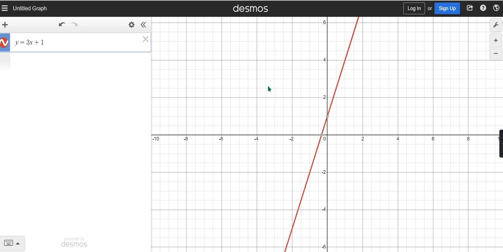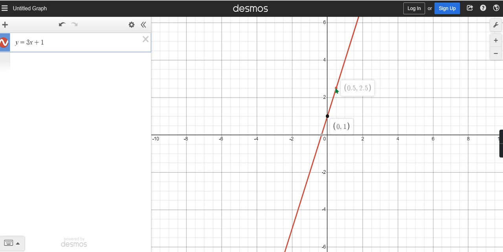And Desmos will graph this line for me. If you recall, the plus 1 means that there's a y-intercept of 1. We can see that here on the graph. And the 3 means that there is a slope of 3. So if I pick any 2 points, let's say I take my y-intercept and this other one over here, 0.5, 2.5, I can see that the rise is 3 boxes.